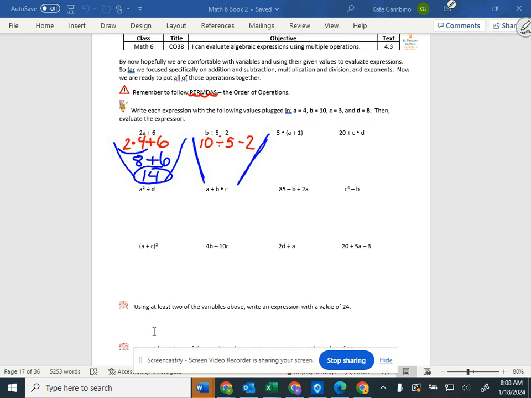What is the first step I'm going to do here, Layla? Yeah, I need to divide. 10 divided by 5 is what? 2. So I'm going to bring down the rest of my expression, minus 2. I only have one operation left, so I know what I have to do. 2 minus 2 is 0.